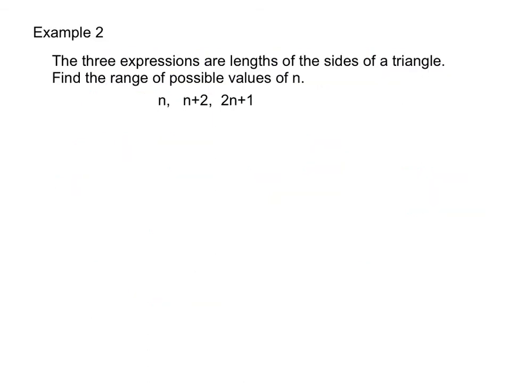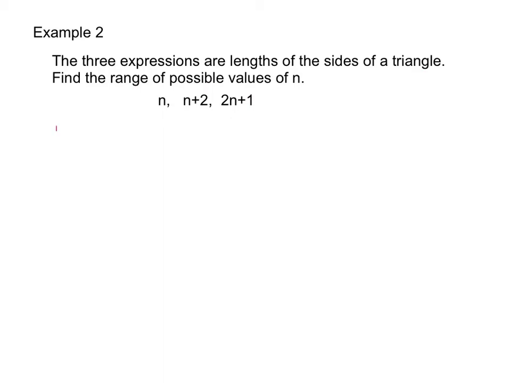A similar problem to the last one says that the three expressions are lengths of the sides of a triangle. Find the range of possible values of n. So these three expressions, n, n plus 2, and 2n plus 1, are the lengths of the sides of a triangle. We need to find what n is. And we're going to do a very similar process to the last problem because we know they're in a triangle, so we can apply our theorem.